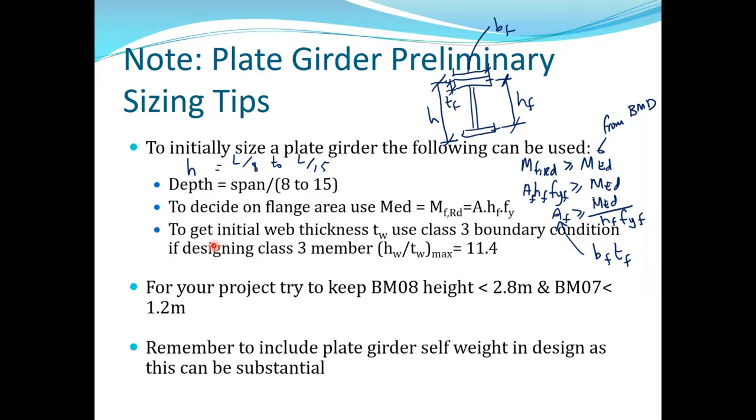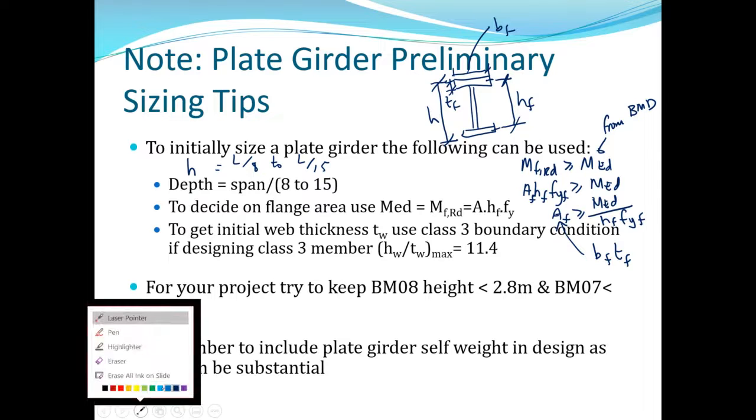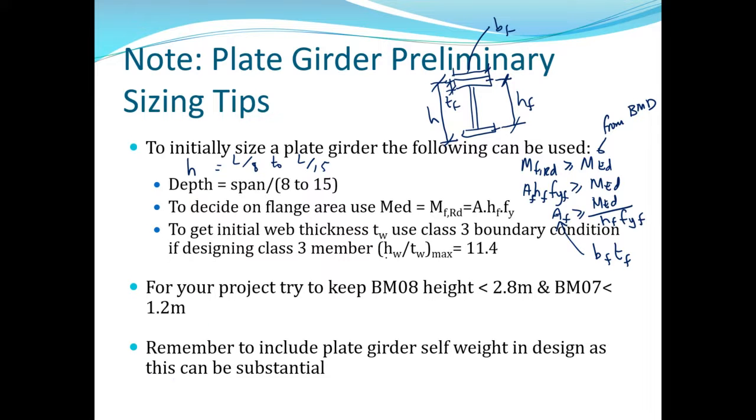And then what about the web? To get initial web thickness, TW, use class 3 boundary conditions. So class 3 boundary conditions is saying that if it's a class 3 web, the height of the web divided by the thickness of the web has to be less than or equal to 11.4. So I know what the height of the web is because I've already set the overall height of the section. I've already set the thickness of the flanges. So the height of the web is the overall height minus twice the thickness of the flanges.